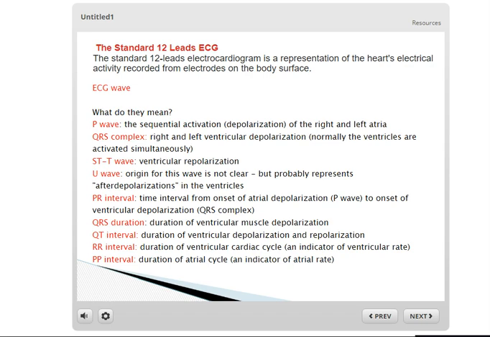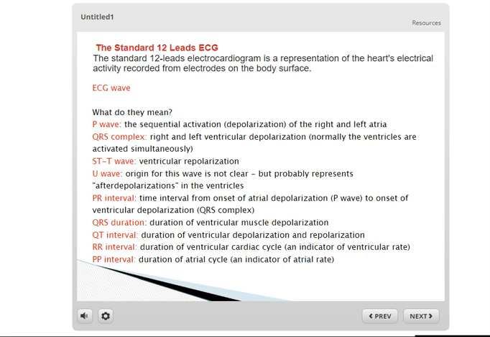P wave represents the sequential depolarization of the right and left atria. QRS complex represents the simultaneous depolarization of the right and left ventricles. T wave represents ventricular repolarization, and U wave represents after-depolarization in the ventricle.